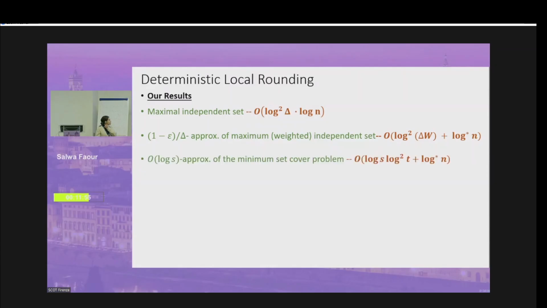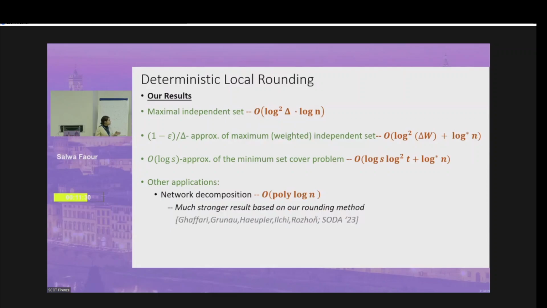There's also an order log S approximation of the minimum set cover problem in this many rounds. S is the maximum cardinality set of the set cover problem instance. T is the maximum number of sets an element can be included in. So there are other applications to this method, including an alternative way of coming up with the network decomposition, also in polylogarithmic rounds. And on the side, a much stronger result based on our rounding method was also presented a few days ago here at SODA.